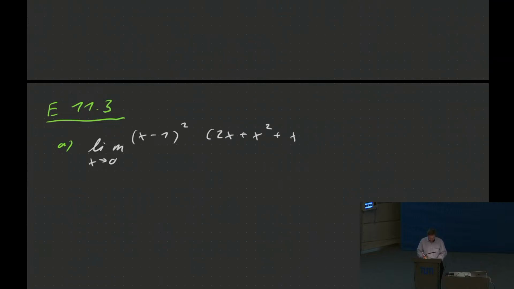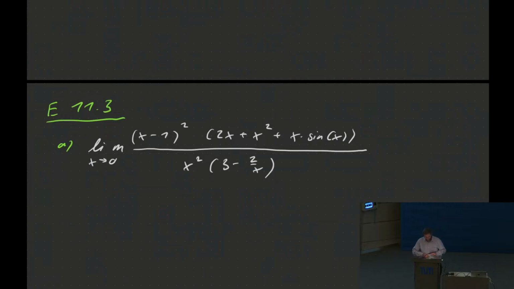All right, we'll start with 11.3a. Okay, we have a limit here that looks rather intimidating, but actually isn't. So let me write that down first. That's (x minus 1) squared, 2x plus x squared plus x times the sine of x, divided by x squared times (3 minus 2 over x).